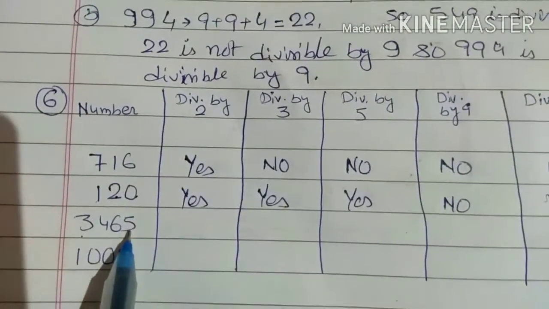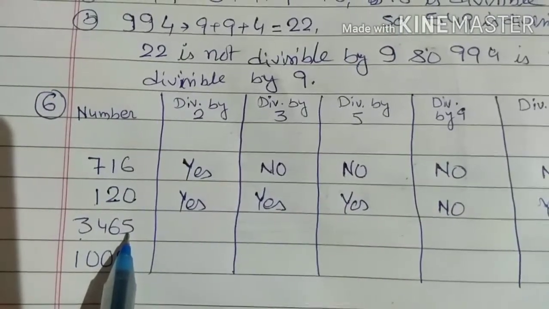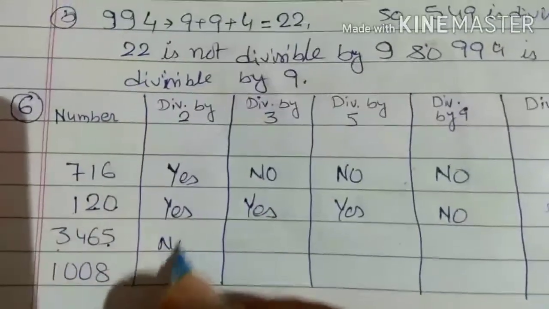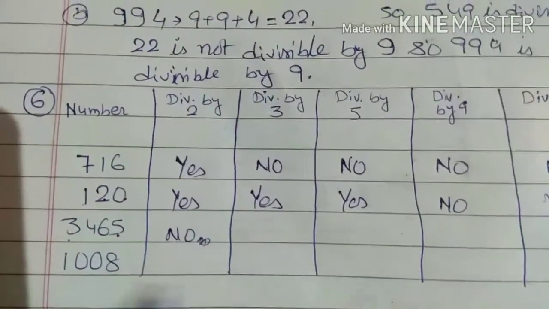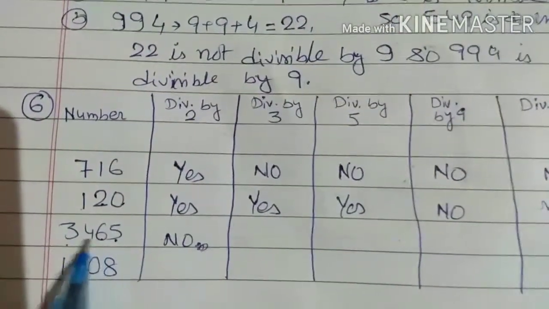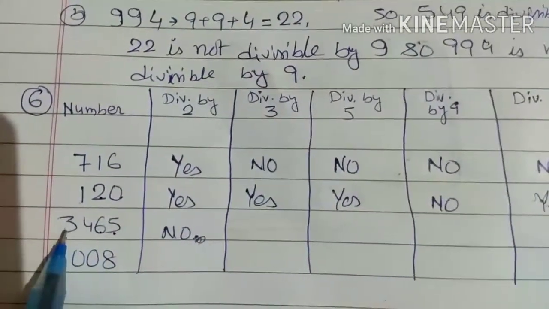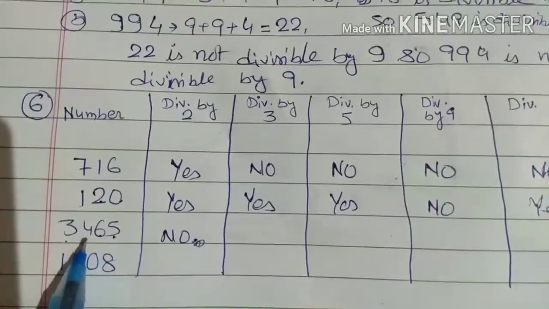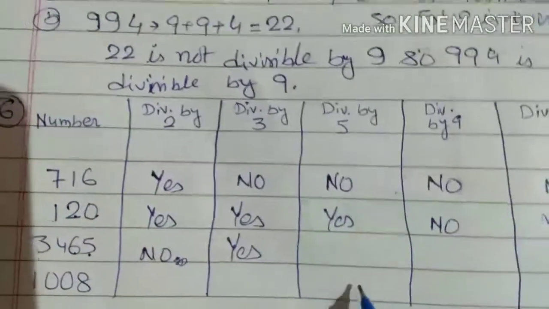Okay, look here. 6, 5, 4, 3. Its ones place is 5. It is not 0, 2, 4, 6 or 8. So this is not divisible by 2. For 3, look here, 6 plus 5 is equal to 11, plus 4 is 15, plus 3 is 18. 18 is divisible by 3. So this number is divisible by 3.